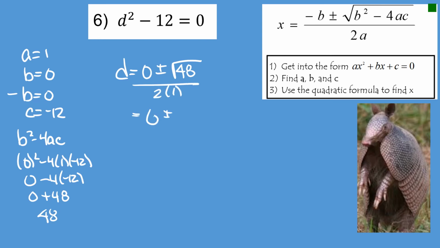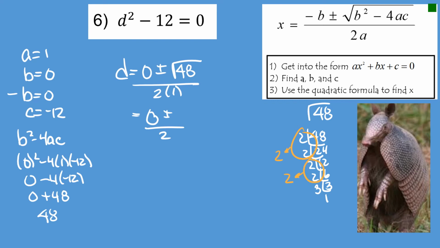So, Mr. Armadillo, is there a square root of 48? Well, there's not a perfect square root, but it can be simplified. Divide by 2, I get 24. Divided by 2, I get 12. Divide by 2, I get 6. Divide by 2, I get 3. Divide by 3, I get 1. Pair of 2's brings out a 2. Pair of 2's brings out a 2. So it's going to be 4 times the square root of 3. If you're having trouble simplifying radicals, talk to your teacher. Go back and watch the simplifying radicals video.